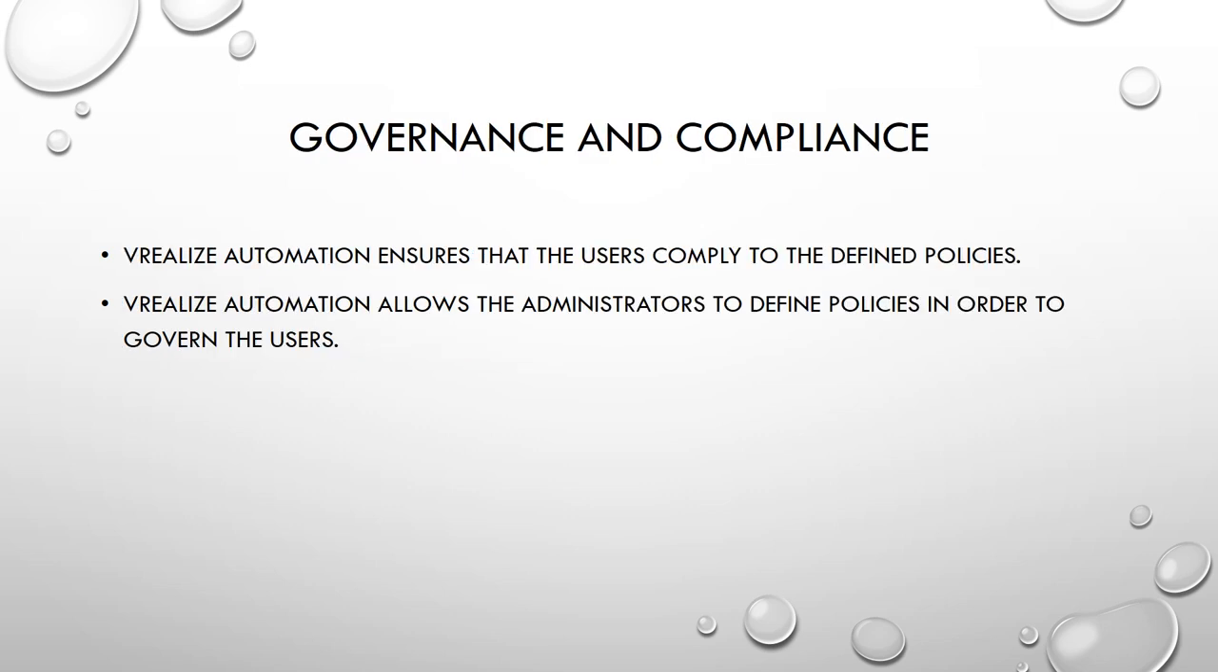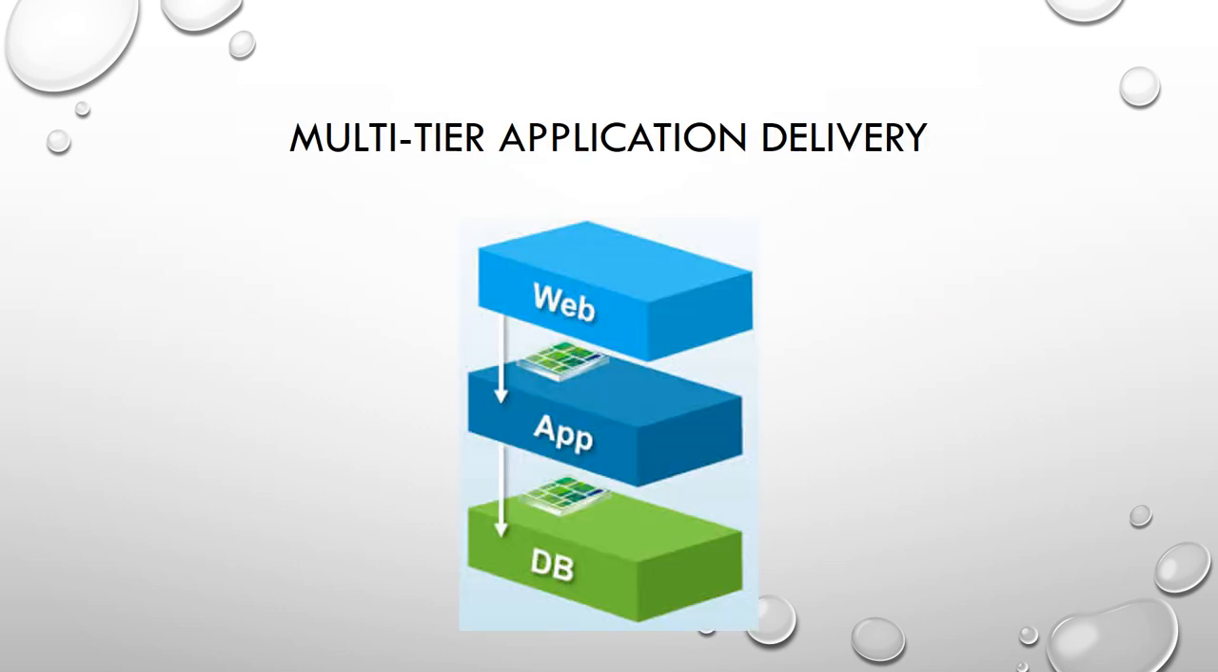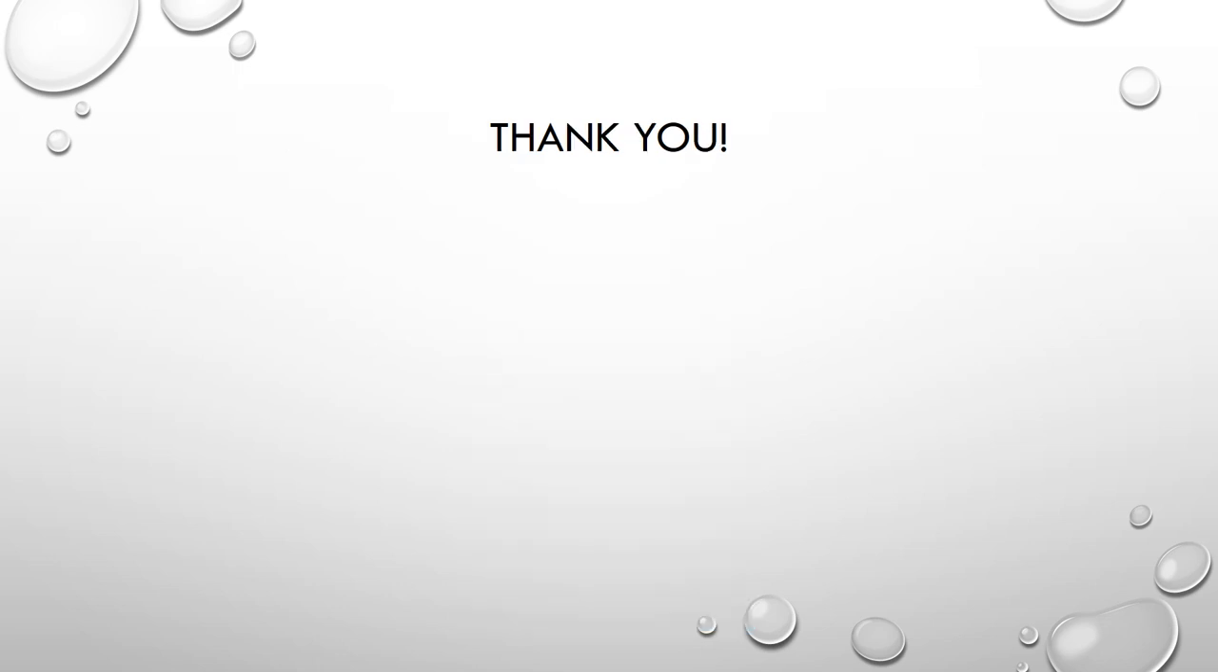Governance and compliance is a pretty self-explanatory term. VRA ensures that the users comply to the defined policies while also allowing us to govern them by defining the specified policies. As for multi-tier application delivery, this capability addresses the application delivery and allows us to rapidly deploy and manage complex multi-tier applications. Now, these applications are deployed in a ready-to-use state for the user that has requested the application service. This concludes all we wanted to say in our introductory video on VRA automation.